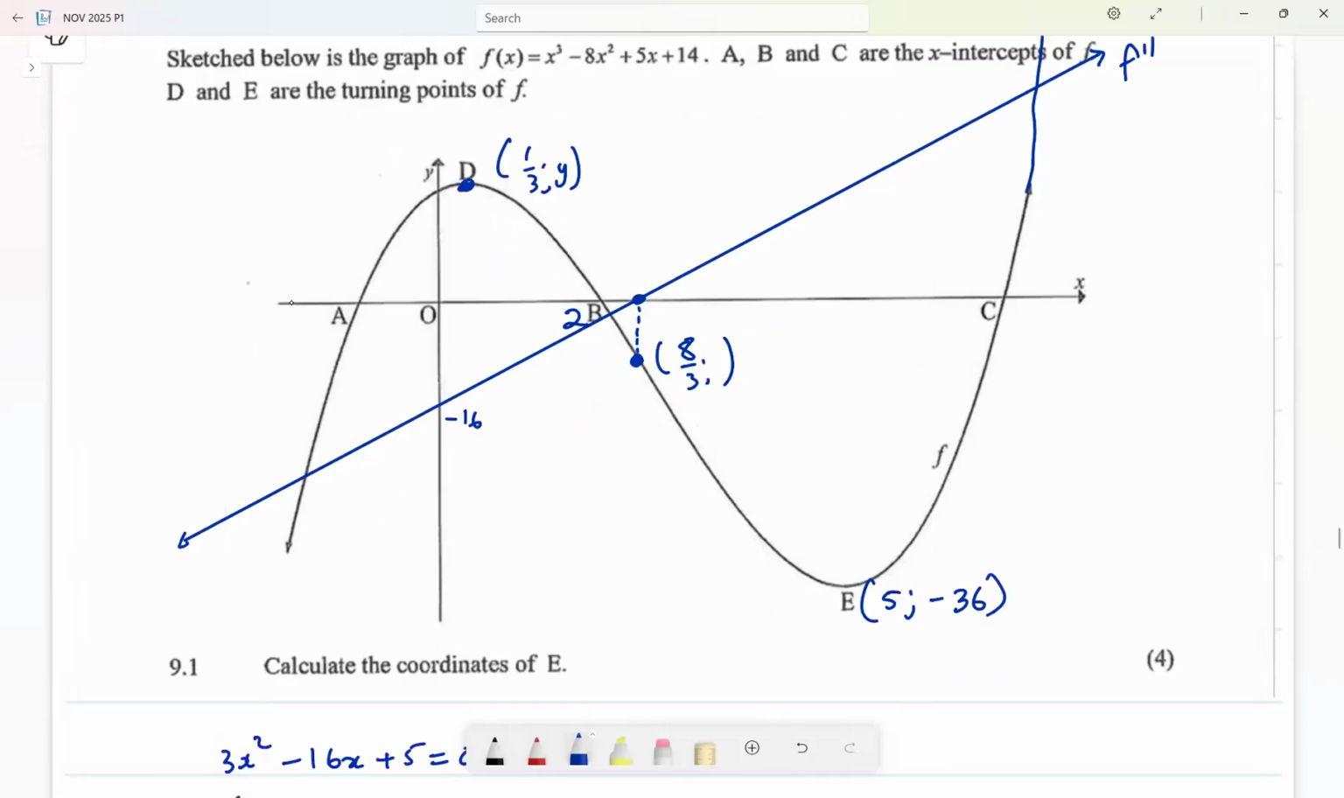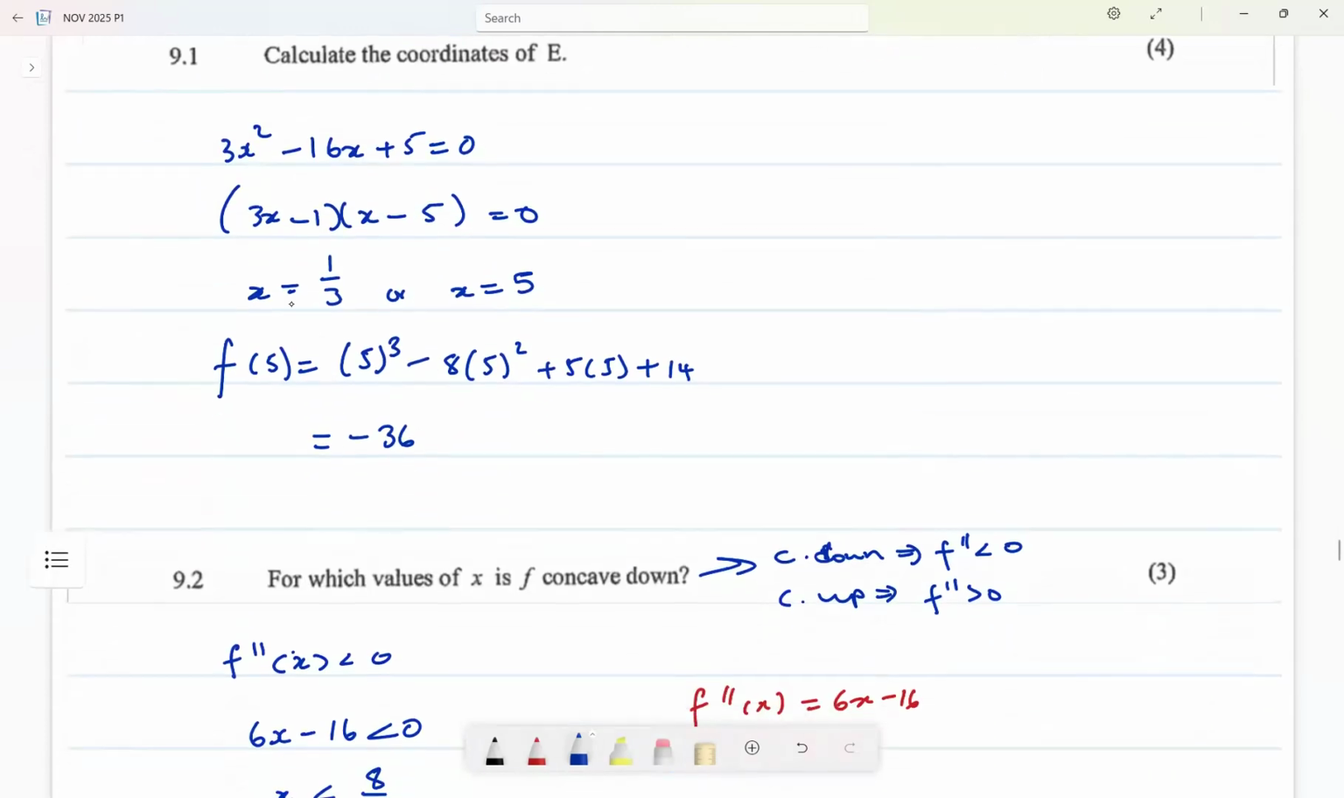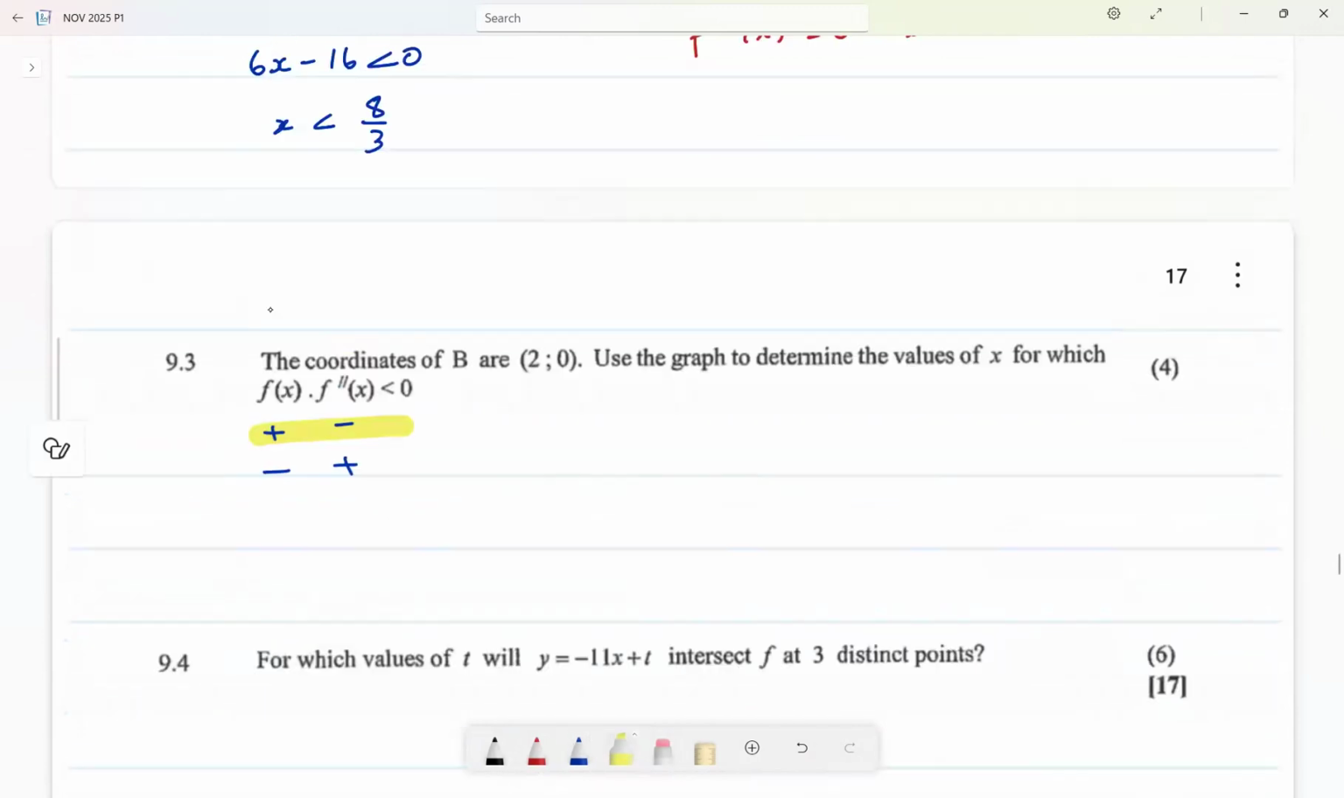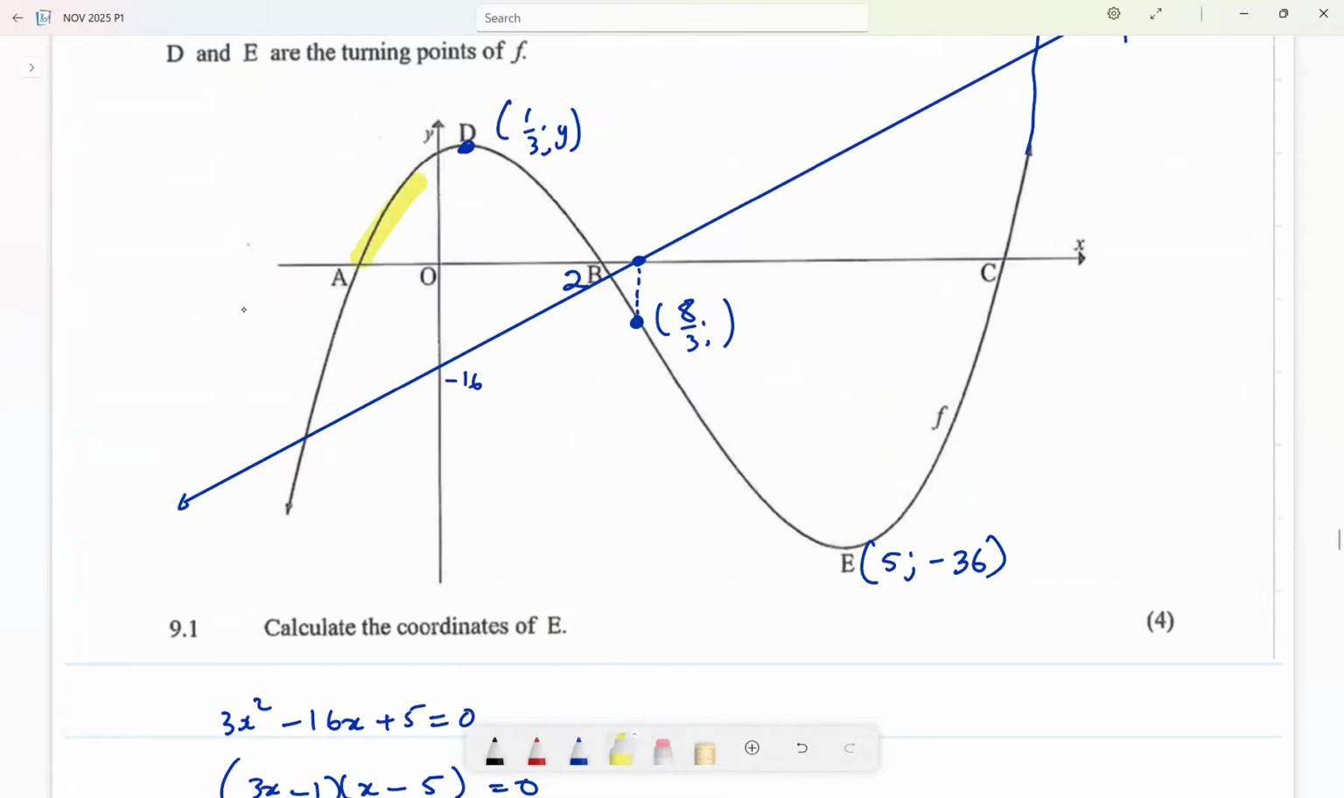So now we want y. We want the values where I multiply the derivative with the second derivative to be less than 0. So it's either this one is positive and this one is negative, so that the product can be negative, or this one is negative and this one positive. Let's look at the first one. Where is f positive? f is positive on this portion.